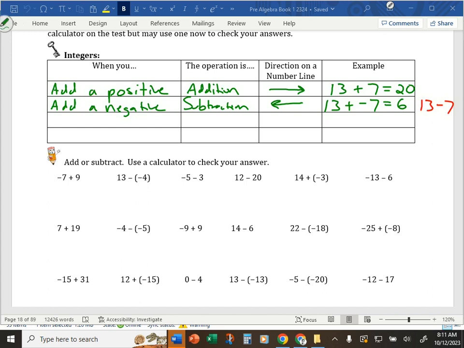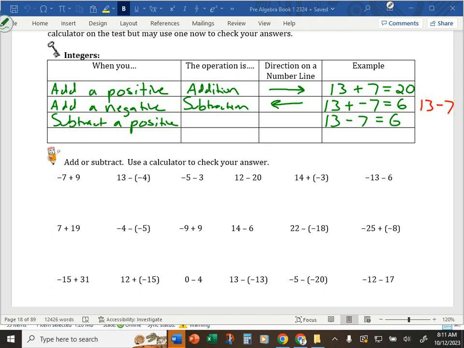What if we subtract a positive, such as 13 minus 7? We're subtracting positive 7. What does that equal? And if you're thinking to yourself, wait, that's exactly like what we just did above, you're absolutely right. Because adding a negative and just standard subtraction are the same thing.